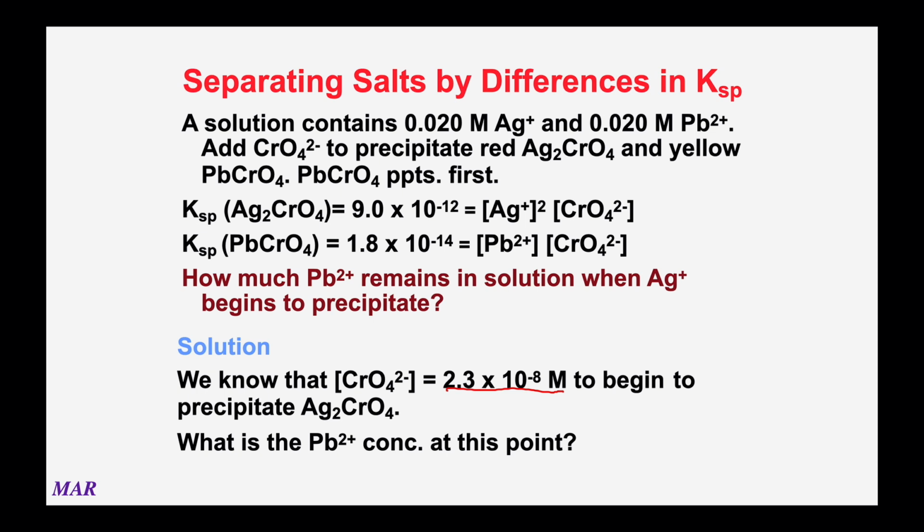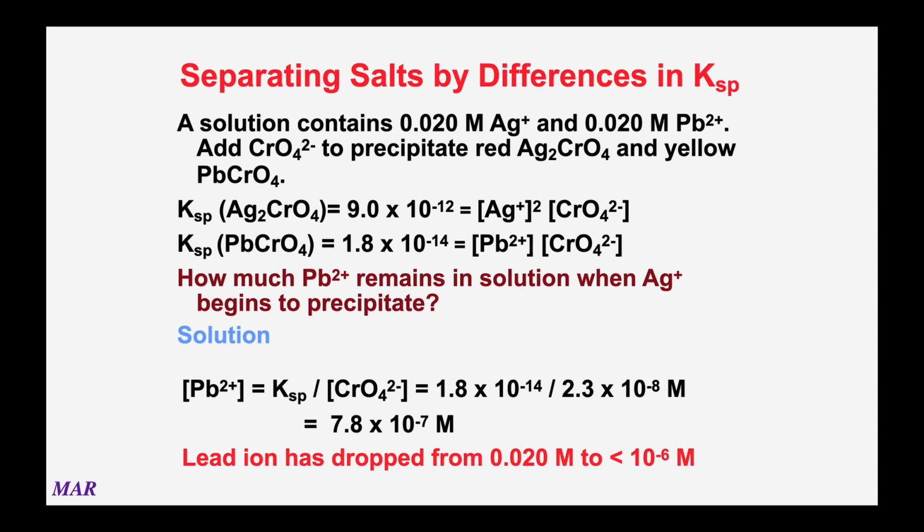So what we're going to do is solve for lead at this point. We're going to go back to the KSP for the PbCrO4, but we're going to put this number in for the chromate, and we're just going to solve for the lead. Mathematically, it's not hard, but sometimes thinking about these things can get a little weird. So if you do that, the KSP was 1.8 times 10 to the minus 14th. We're going to divide it by the chromate needed to make the Ag2CrO4 precipitate, 2.3 times 10 to the minus 8. And lo and behold, 7.8 times 10 to the minus 7th moles per liter.